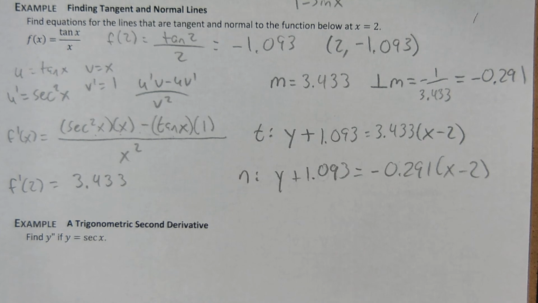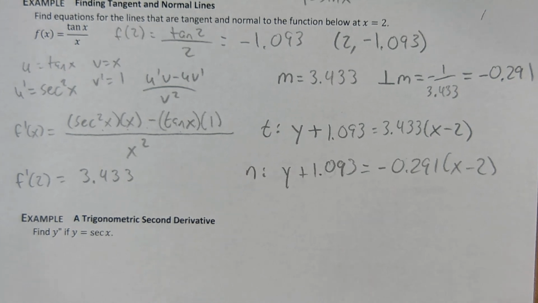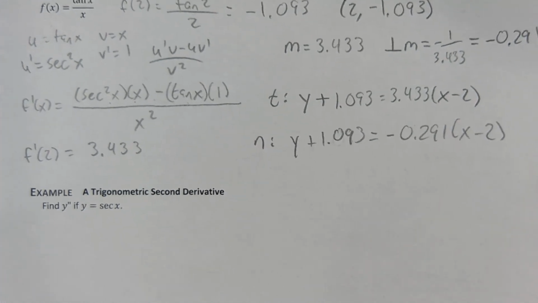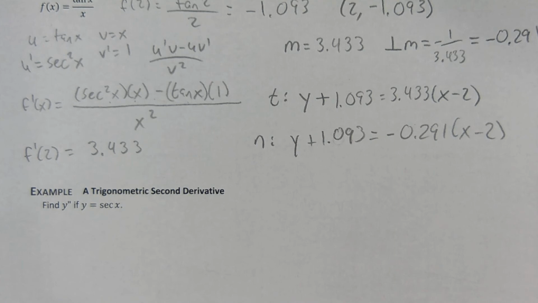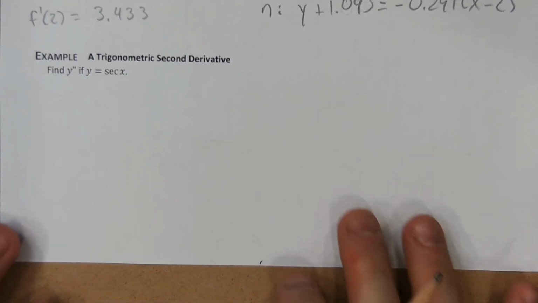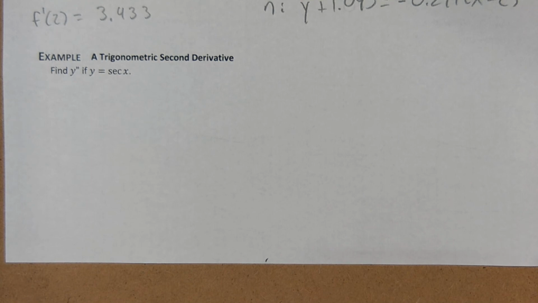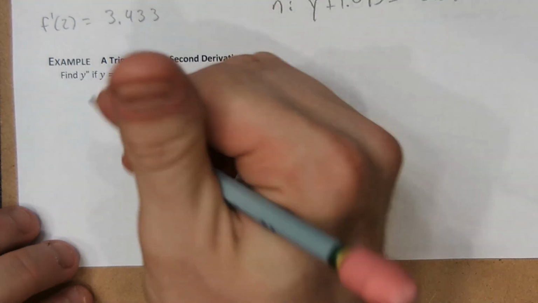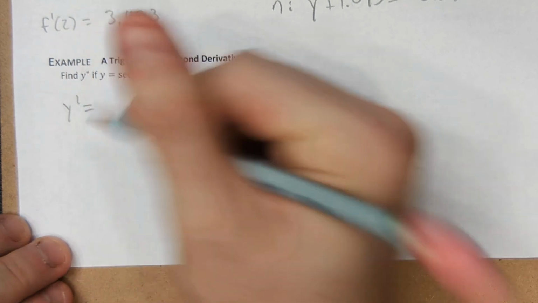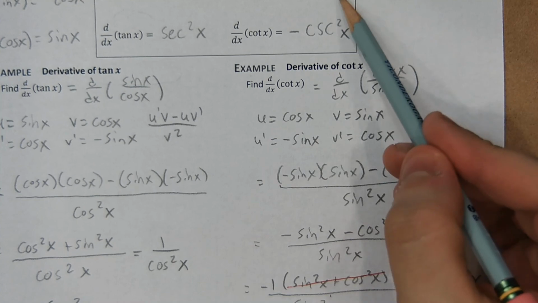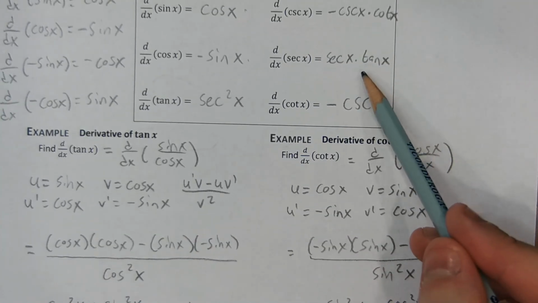Man, that bad handwriting. And the very last example of today's notes, this morning's notes, I have no clue what time it is right now for you, is second derivative of secant of x. It says find y double prime. Okay, well, y prime is on the front. The derivative of secant x is secant x, tangent x.